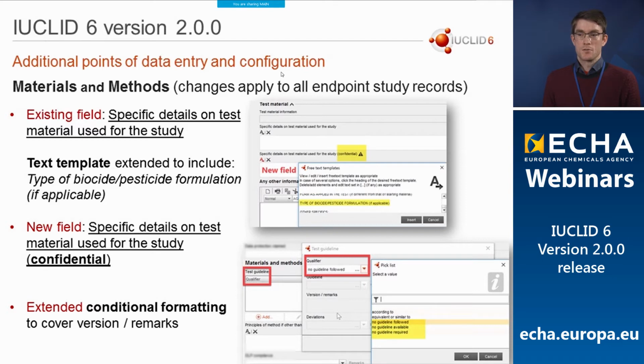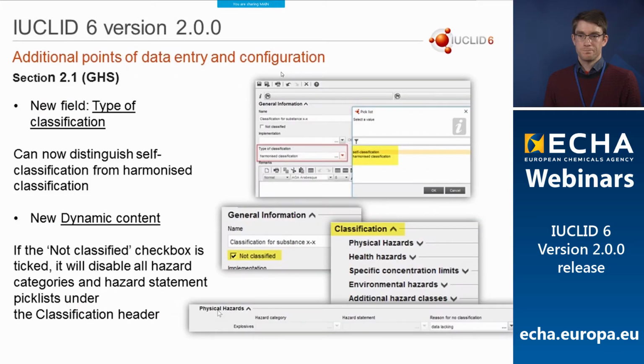This means that if you select no guideline in the qualifier pick list, all the fields underneath will be disabled. This now includes version and remarks. Before, this was not disabled.